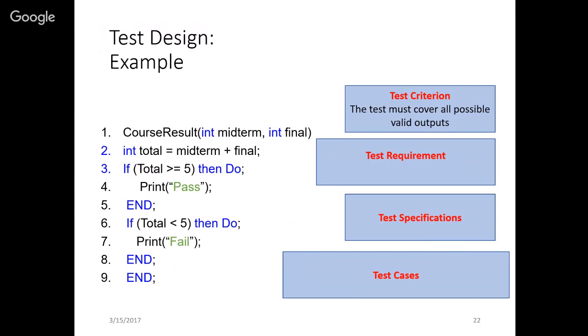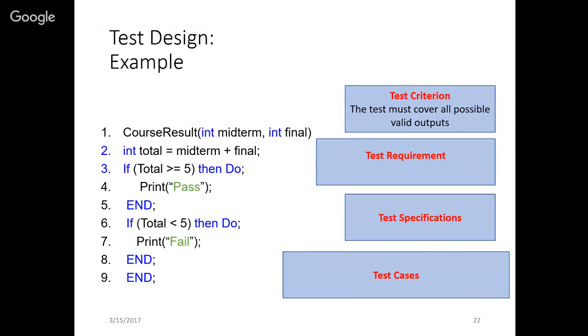So a concrete example, and I want you to help me solving this. We have this program. Our test criterion is the test must cover all possible valid outputs. I want to have test requirements, test specifications, and test cases. So the program, a simple program, course result, takes midterm and final. And the total will be midterm plus final. If the total is greater than or equal to 5, then pass. And if it's less than 5, then fail, and end.